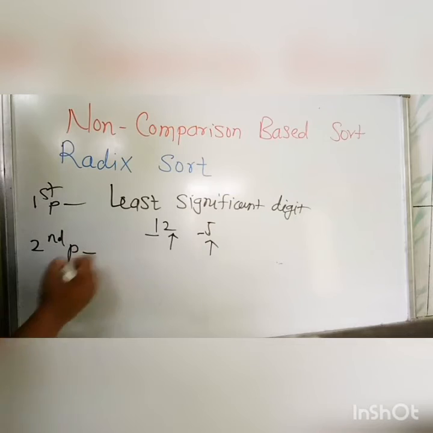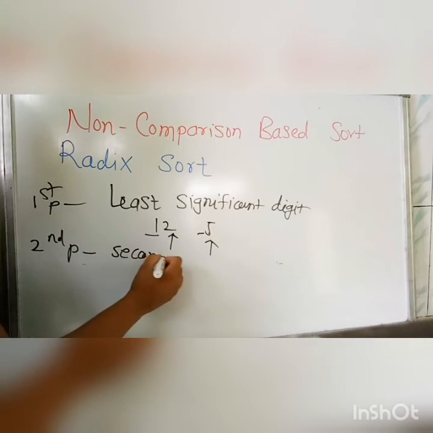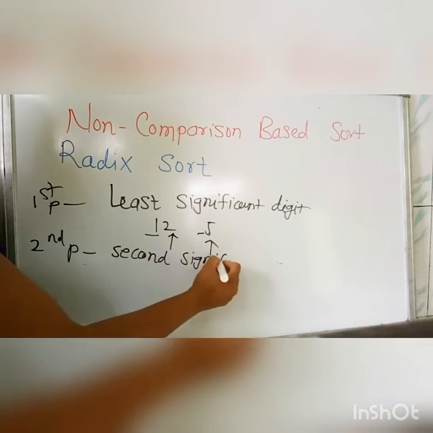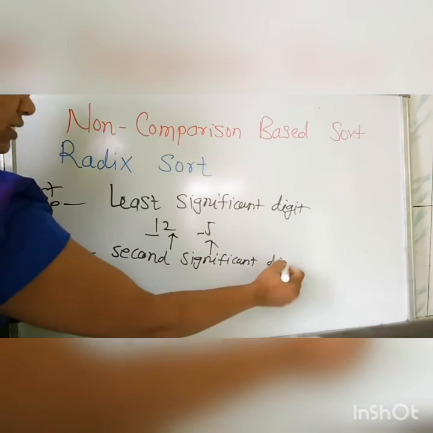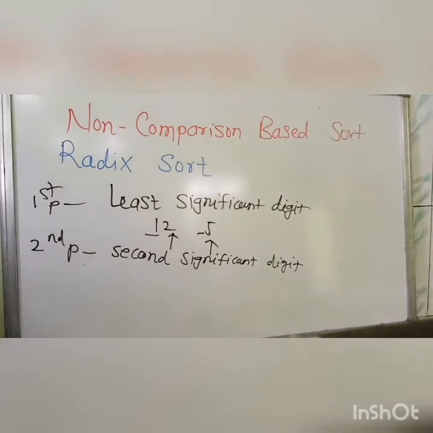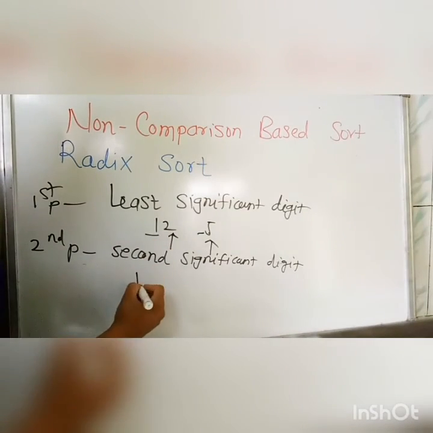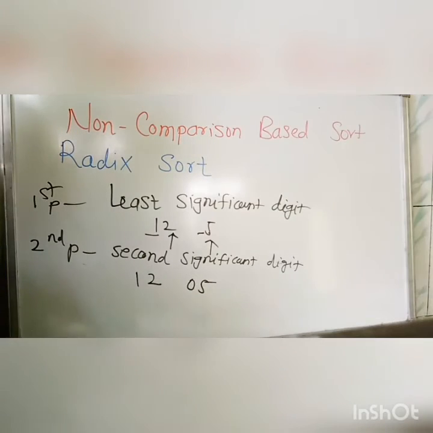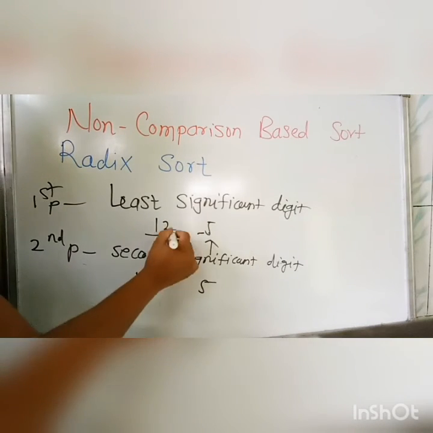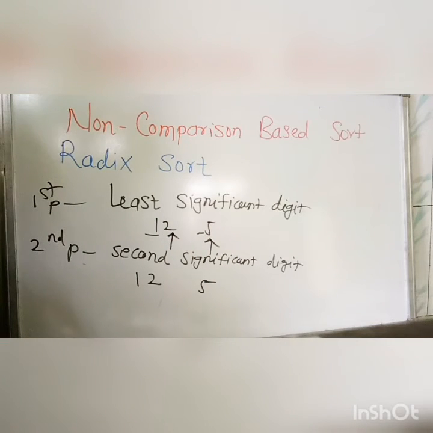In the second pass it requires the second significant digit for the sorting purpose. For single-digit numbers, no data element will be changed. But for example, we will consider these elements again. In the first pass, we selected the least significant digit. Now we have to select the second least significant. In this case, there is no such digit, so we will take a 0. Now, according to these digits, we will arrange the elements.